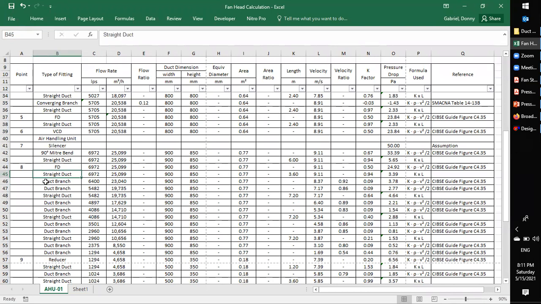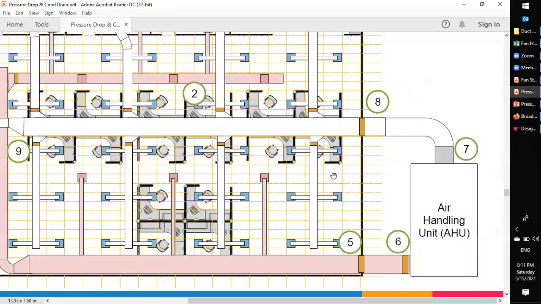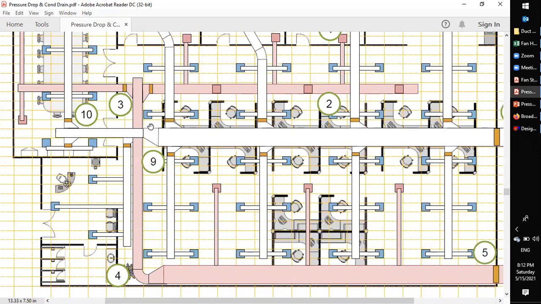So again, similar principle: straight duct, branch, straight duct, branch, straight duct, branch, straight duct, branch, and here at 0.9 and larger.